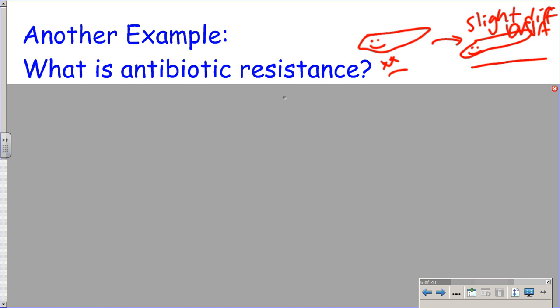So it's a problem. Yes, are there these two questions? What is this? The bacteria?